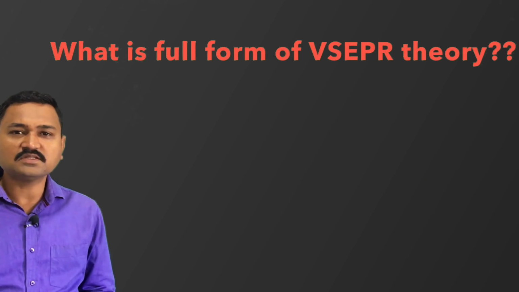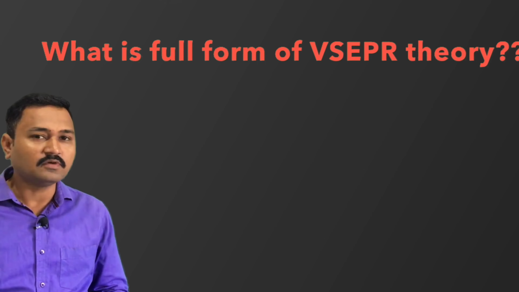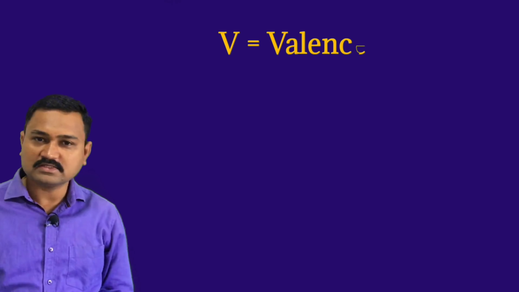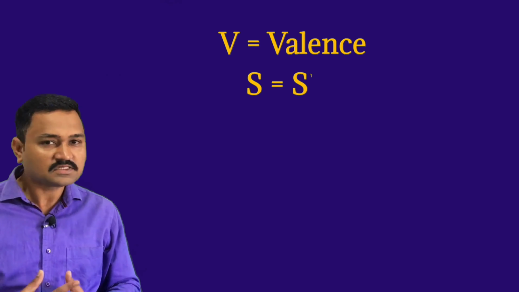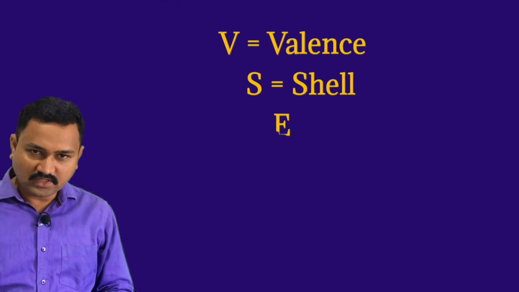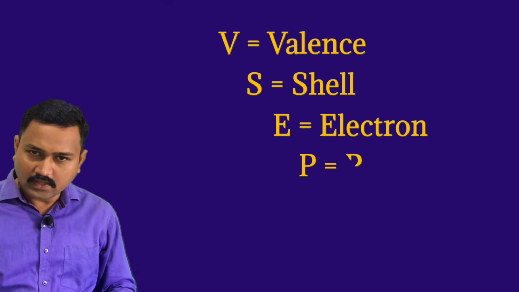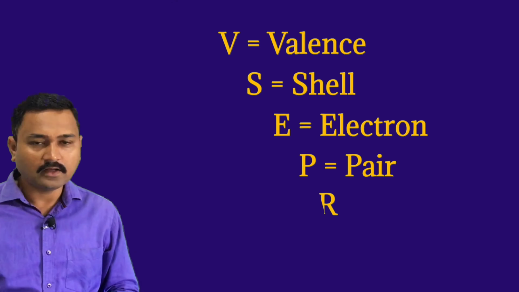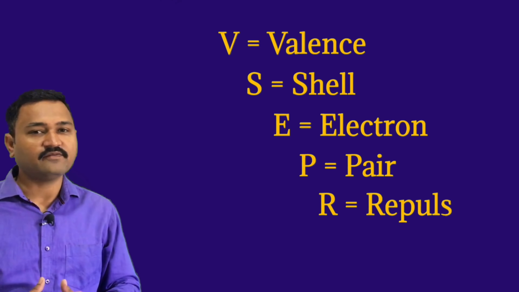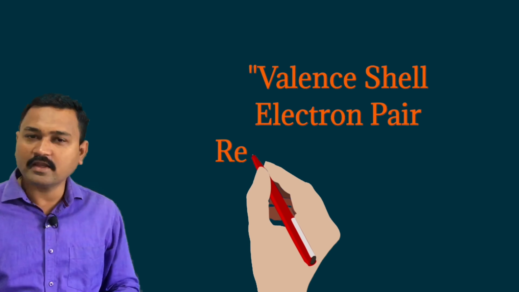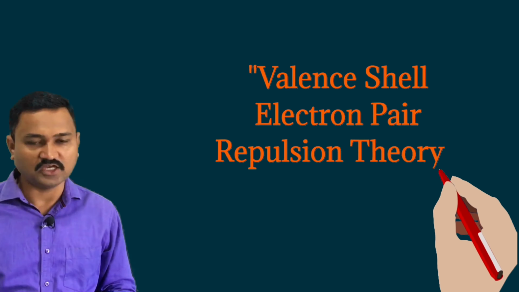So what is VSEPR theory, or what is the full form of the VSEPR theory? Here in the VSEPR, the V stands for valence, S stands for shell, E stands for electron, P stands for pair and R stands for repulsion. So generally your VSEPR theory is a valence shell electron pair repulsion theory.